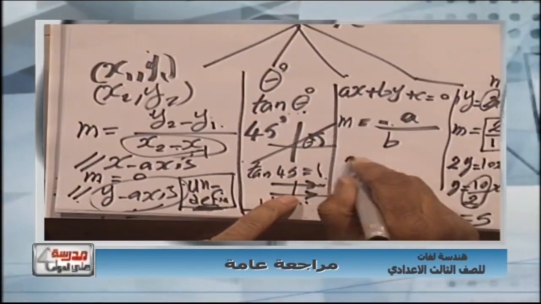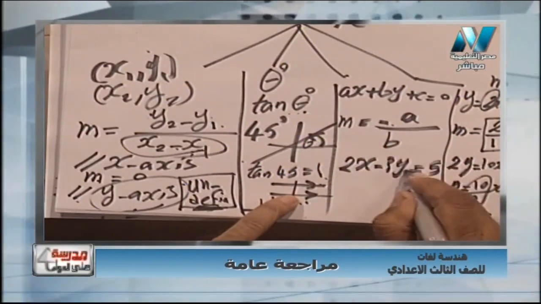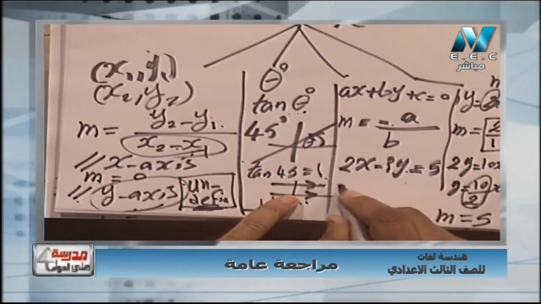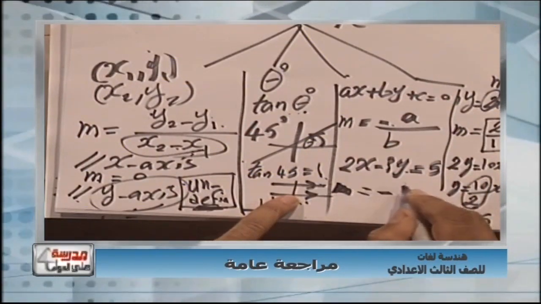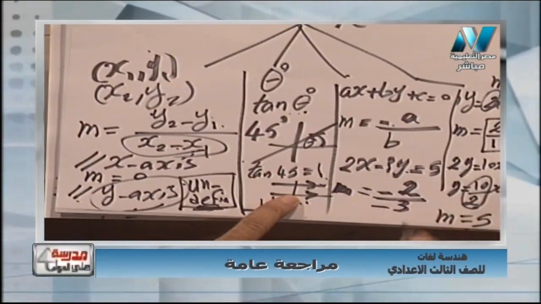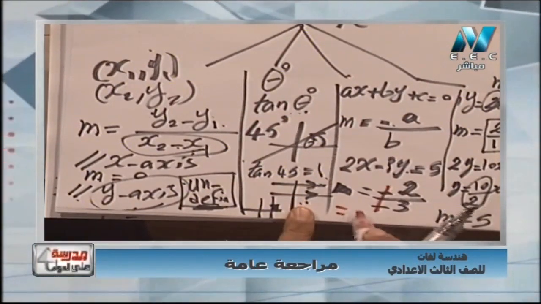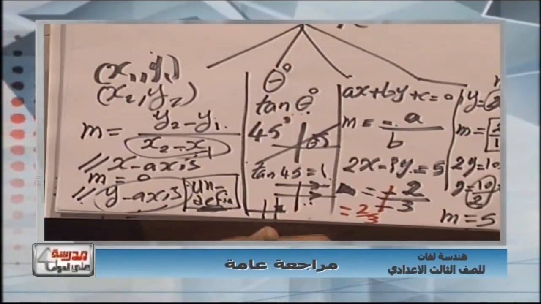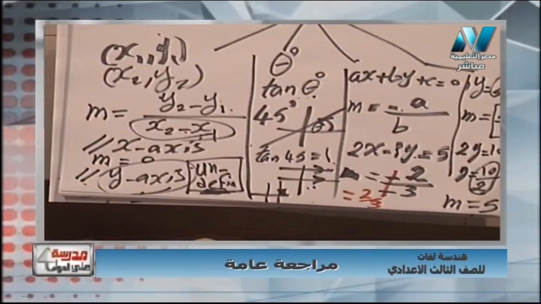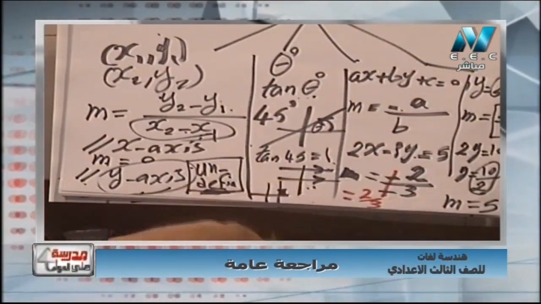If we have 2x minus 3y equals 5, whether the 5 is inside or outside, never mind. The slope equals negative the coefficient of x, which is 2, over the coefficient of y, which is already negative. So we can cancel the negative sign to get a slope of positive 2 over 3. Okay, we have 4 types of slope.